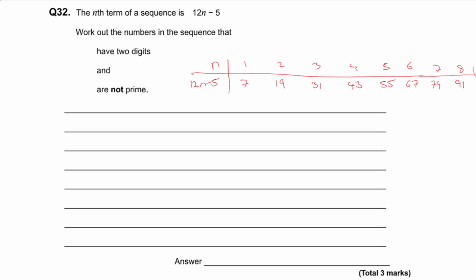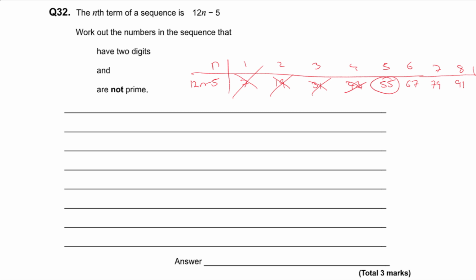So it's definitely not this one, which is too small. It's not a 2-digit number. So it's going to be the numbers 19, 31, 43, 55, 67, 79, 91. But we need to remove the ones that are prime. So which of these numbers are prime? 19 is prime, get rid of that. 31 is prime, get rid of that. 43, I think 43 is prime. We're going to get rid of that.